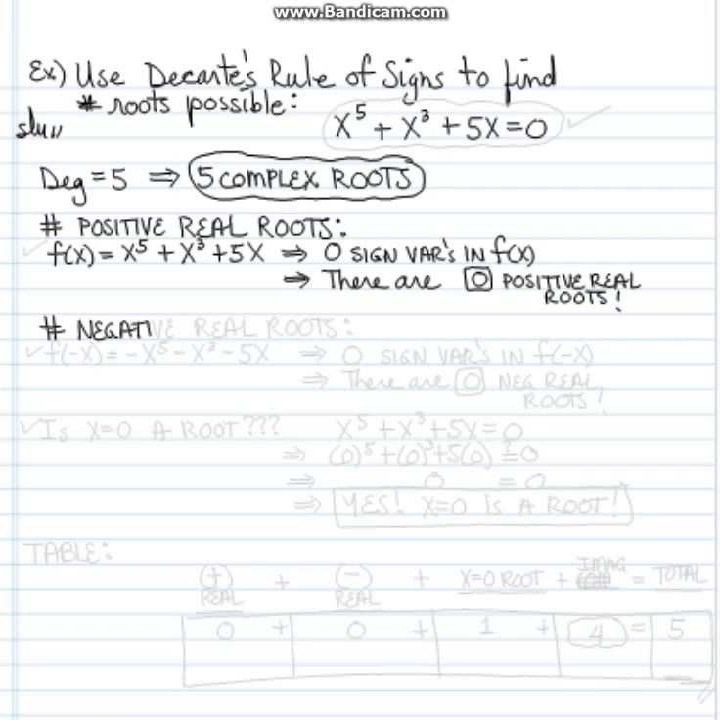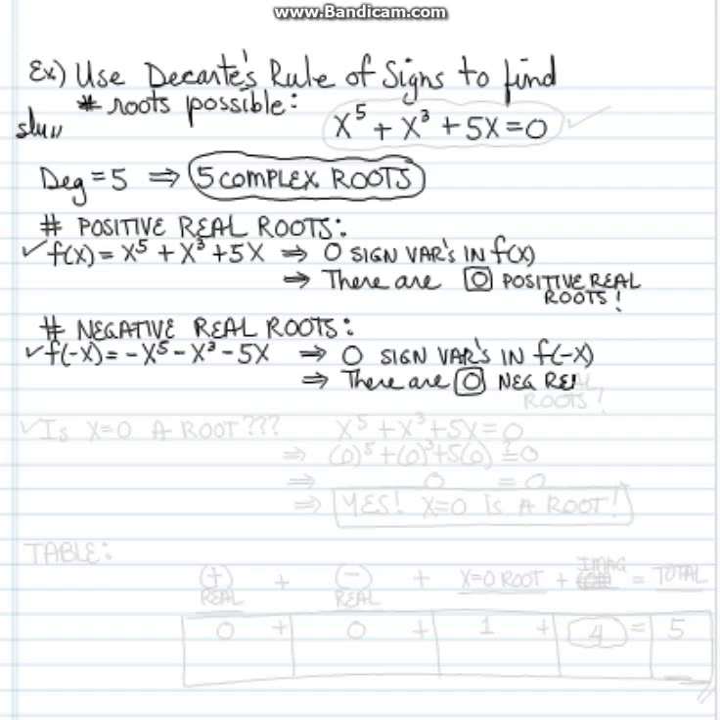Now we'll check the number of negative real roots. We do that by looking at the number of sign variations in f of negative x. Remember how we find f of negative x? We go to f of x and change the sign in front of every term that has an odd power. All of those powers are odd, 5, 3, 1, so change the signs in front of every term. Then count the number of sign variations. 0 sign variations in f of negative x. It never changes signs. So again, here we have that there are 0 negative real roots.